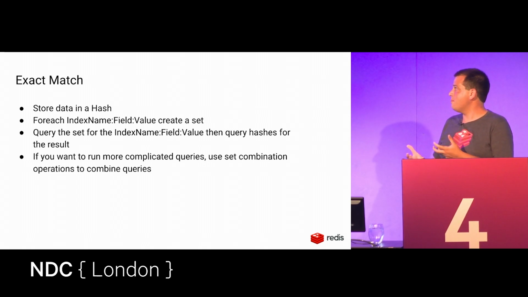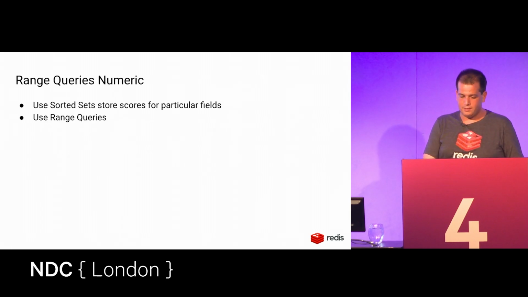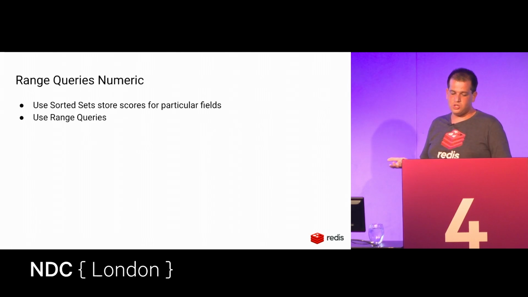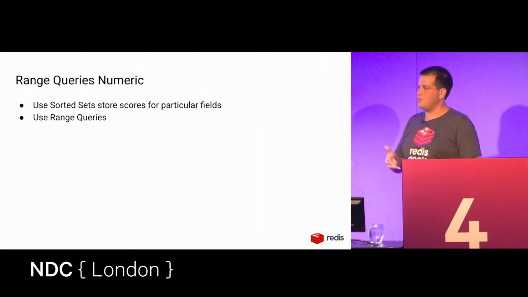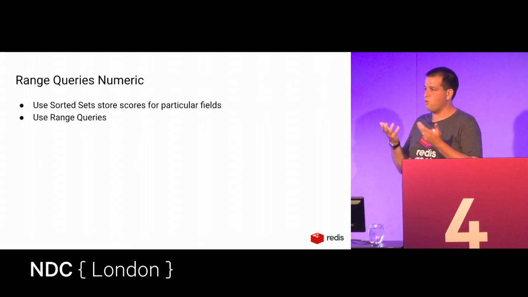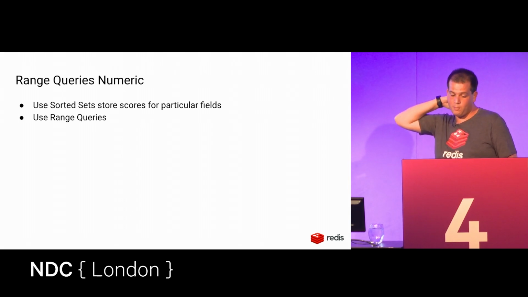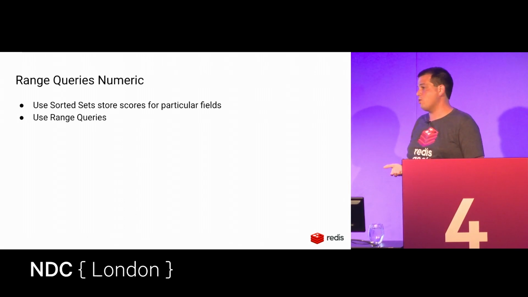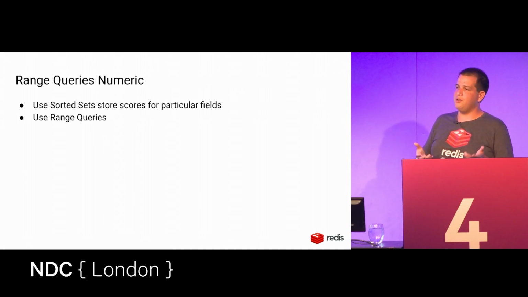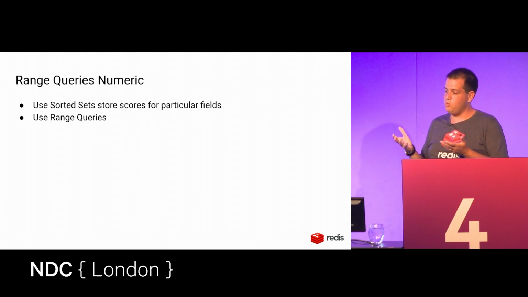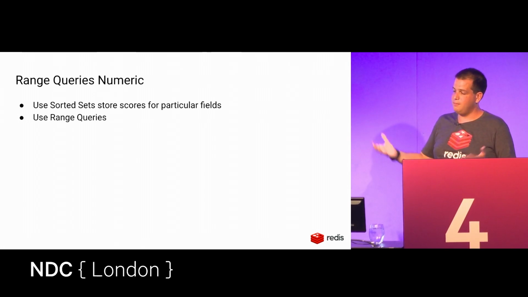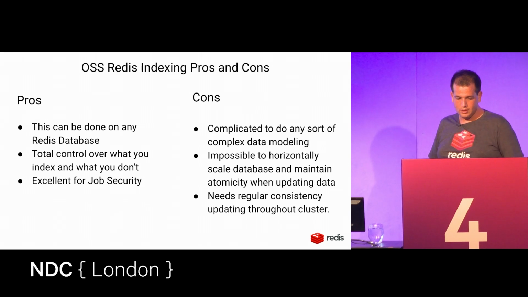And you can basically build a conglomeration of different sets that you can combine together to get the data that you want. For numerics, you just store in a sorted set the field's name for the index that you're building, and you can store the scores for a particular field. And then you just use range queries like I showed you before to find all the relevant documents to whatever you're looking for. And you do the same thing where you just do an HGETALL to pull all the data out of it.